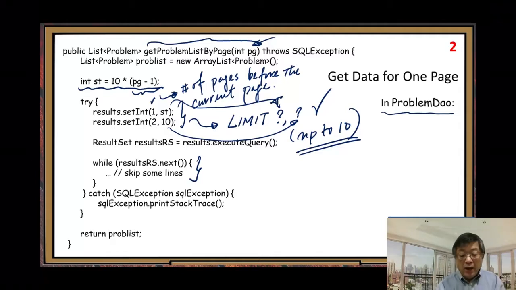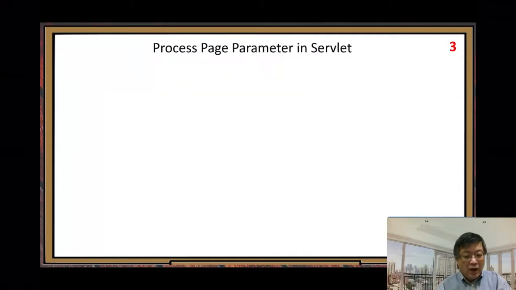All right. After this, for the remaining steps, we need to use this method to get the data, then put it in the right place and send it to the JSP, so the JSP retrieves the data. The last step of this video is to process the page parameter in the servlet.